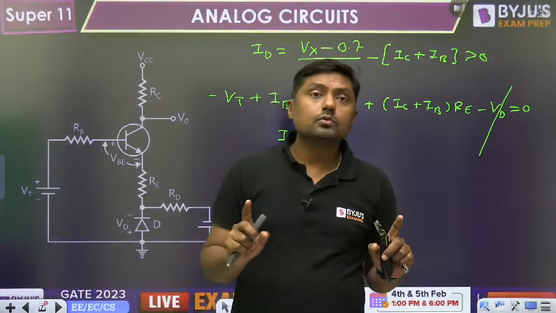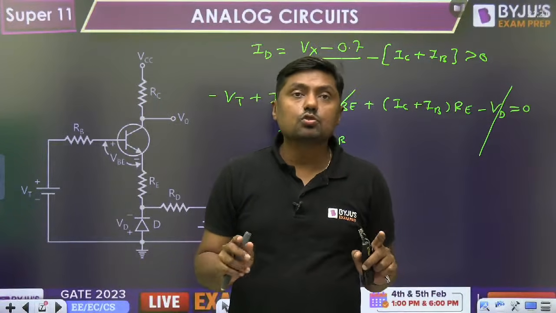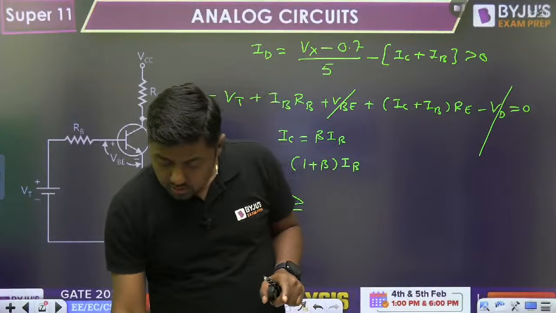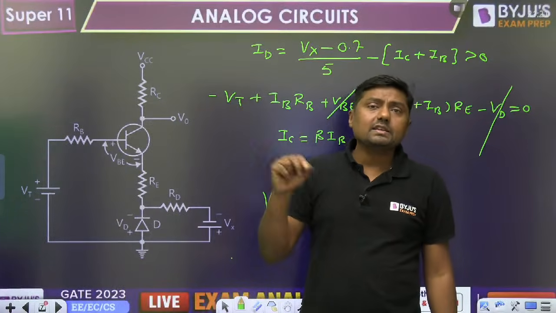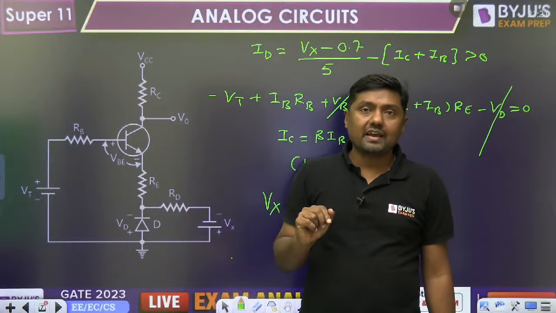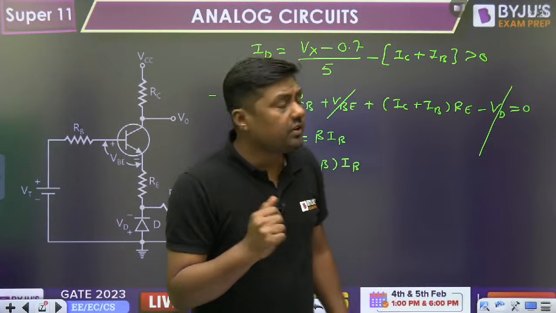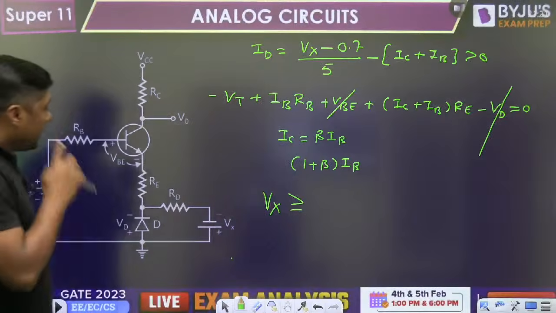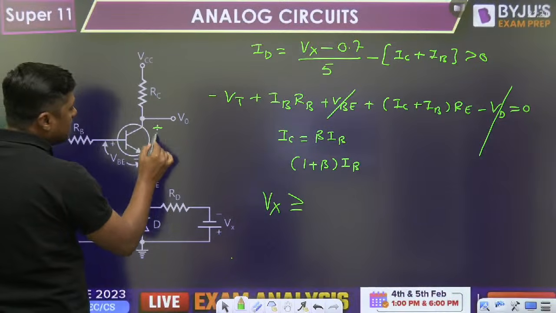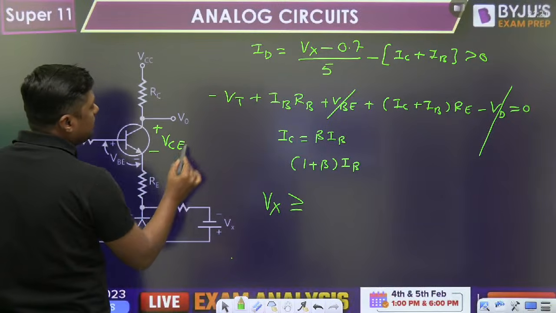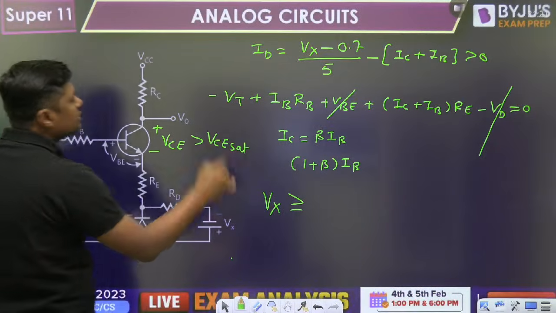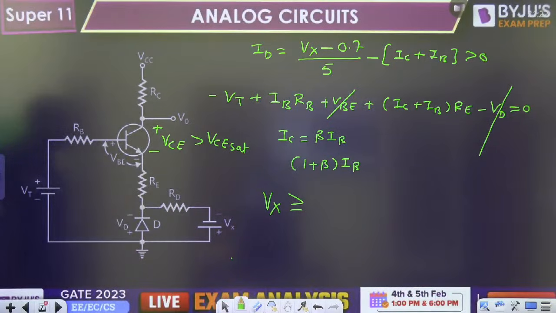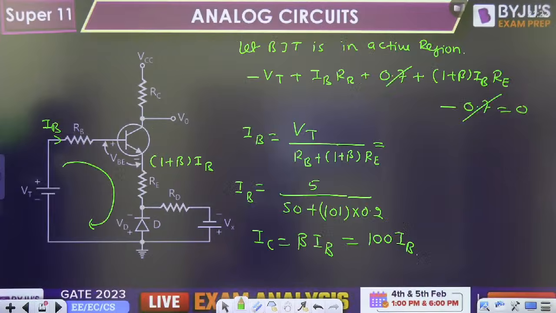Any doubt? Rupesh, Ravi Shankar, Ashok, anyone. Now, the second important thing: we are assuming that the BJT is in active region. Actually, is it in active region, yes or no? How can we check, my dear friends? If the BJT is in active region, then VCE should be greater than what? VCE sat. It should be greater than VCE sat.